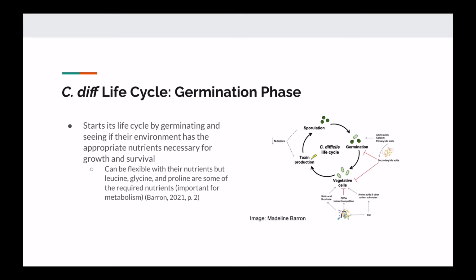In order to understand how C. diff works, it's important to look at its life cycle, composed of 4 different stages. The first stage is called germination, and it starts by germinating and seeing if their environment has the appropriate nutrients necessary for growth and survival. C. diff is pretty flexible with its nutrients, but some are necessary for metabolism, such as leucine, glycine, and proline, which are amino acids.